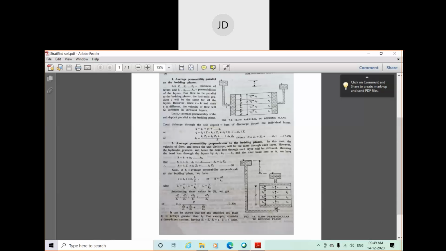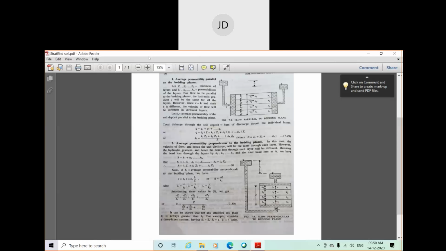Sometimes this kz is also denoted by kv. Don't be confused, they are the same. kv, v for vertical, z for z direction. Even kx is sometimes represented by kh, h for horizontal. So don't get confused. Kx is the same as kh, kz is the same as kv, vertical or horizontal. So finally, today we're going to discuss some numerical problems based on these two conditions of stratified soil.